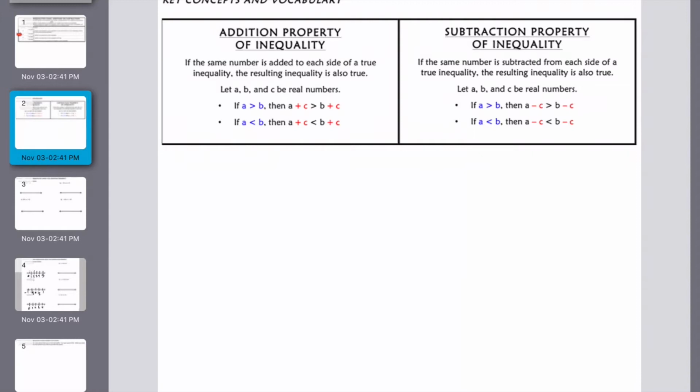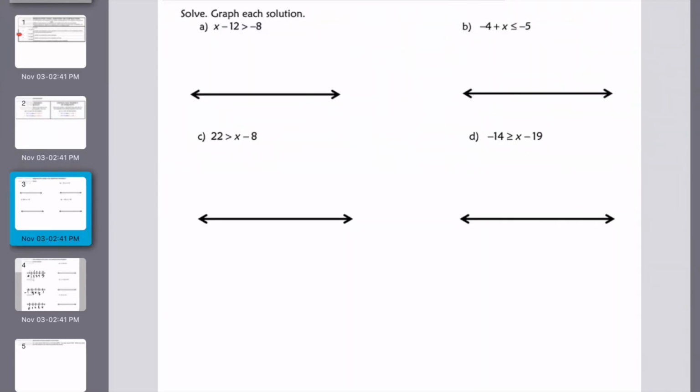If we remember from our last video, we need to have an open dot when we have a less than or greater than sign, and we need to have a closed dot when it's less than or equal to or greater than or equal to. So let's start off by solving A and C. I'm going to highlight those really quick.